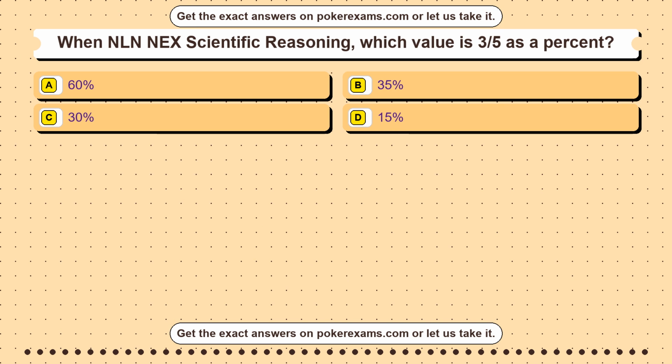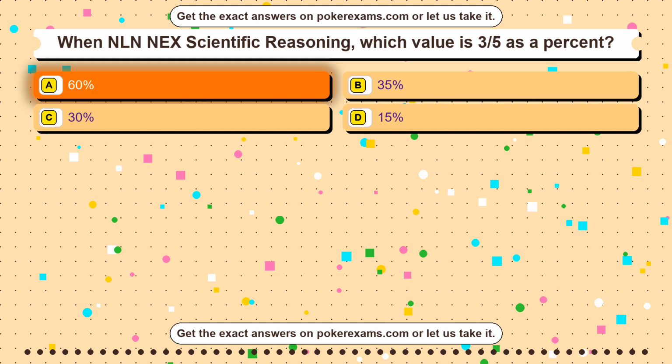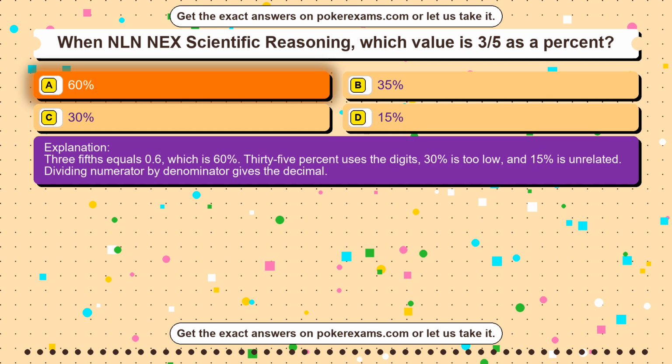Question 9. On the GED Science Practice Test, which term means the result of an experiment can be repeated? Option A, reliable. Option B, biased. Option C, ancient. Option D, estimated. The correct answer is option A. Reliable results can be repeated under similar conditions. Biased means unfairly influenced, ancient relates to age, and estimated means approximated. Repetition strengthens scientific confidence.